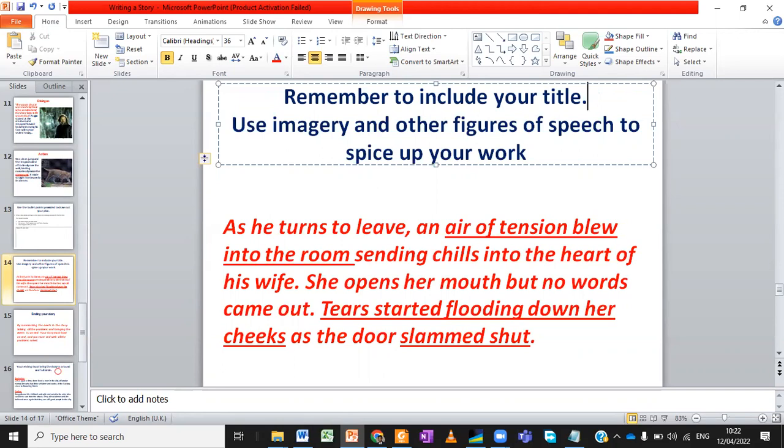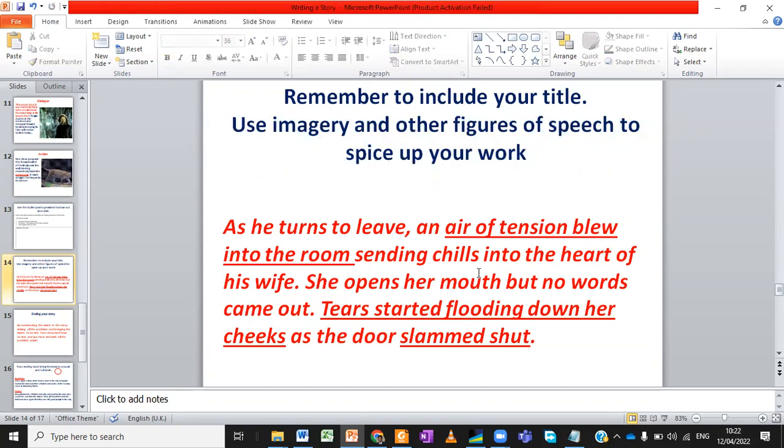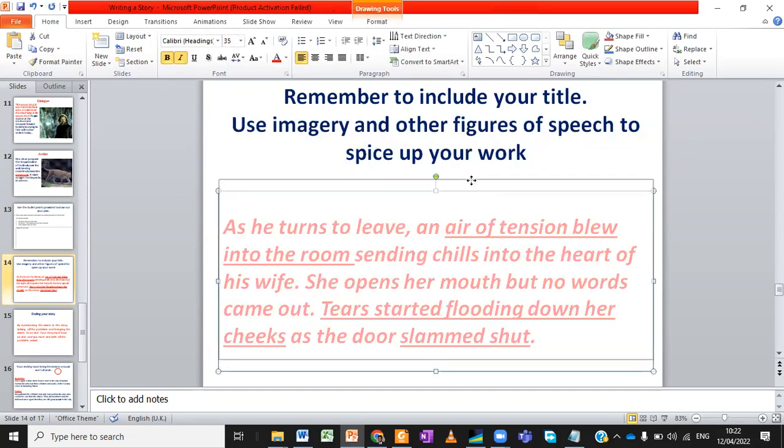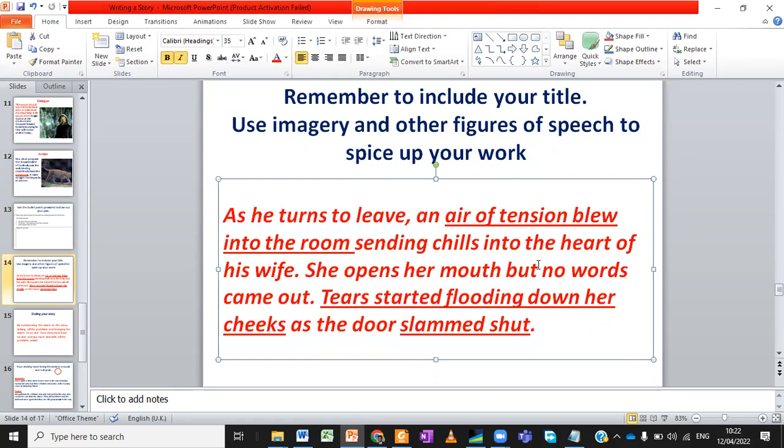Yes. Good. Finally, before you start writing the story for me, and this was what we discussed yesterday, when writing your story, use imagery and other figures of speech to spice up your work. Remember I told you yesterday that instead of saying the man is dirty, you say he's as dirty as a pig, or you say he's a pig. Now, if you want to say somebody is a giant, somebody is huge, how would you say it? Like if you want to use a figure of speech?